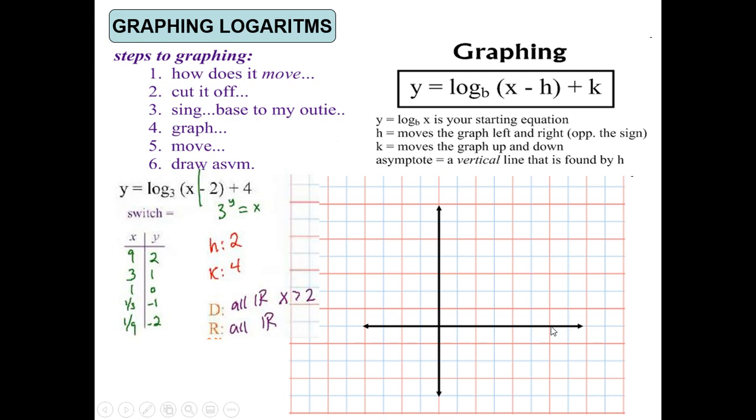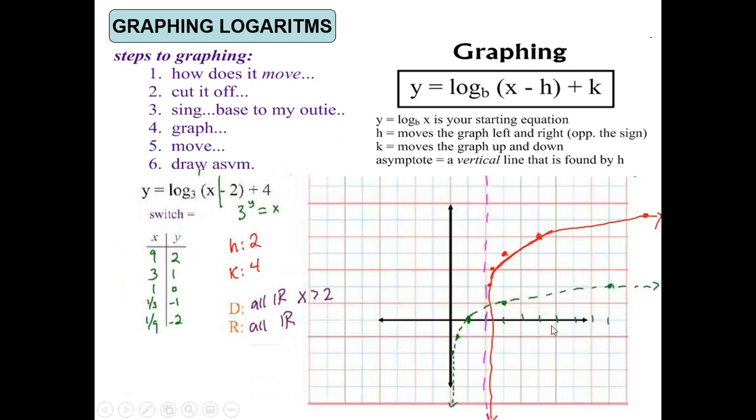So let's draw this. First, we'll draw the base function in green here, plotting those points. 9, here is 1, 2. Here is 1, 0. Here is 1/3, -1. Here's 1/9, -2. And then draw the asymptote at x equals 2. And we're going to move it over 2 and up 4.